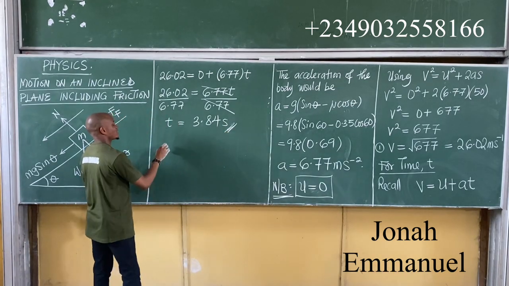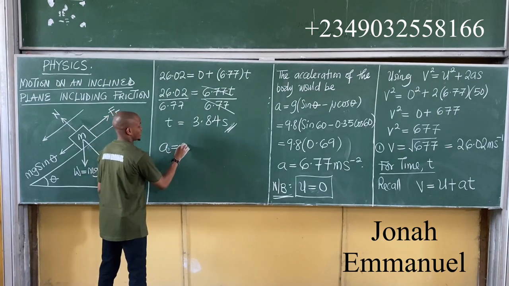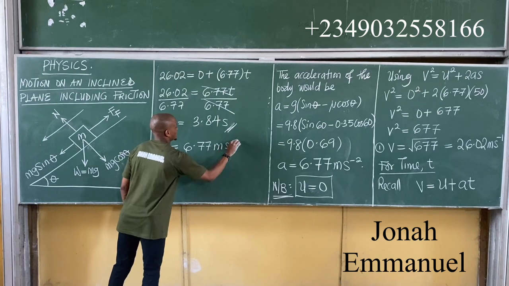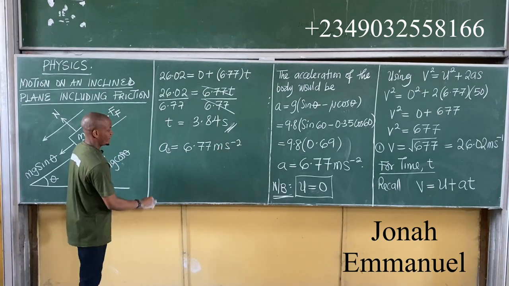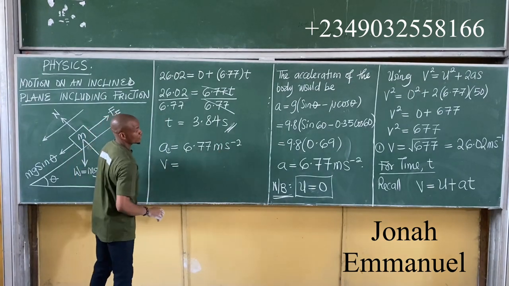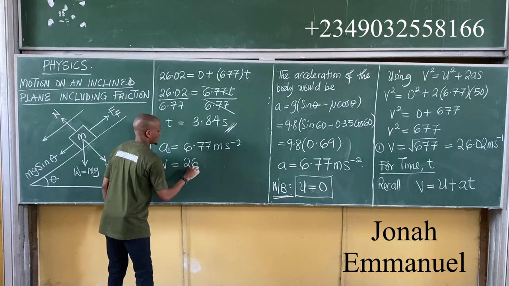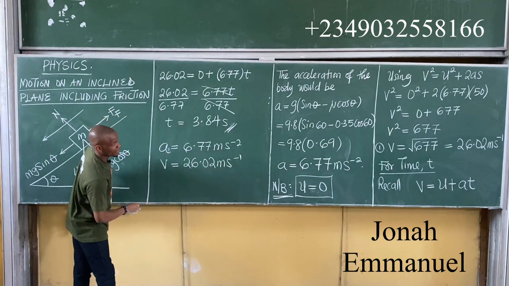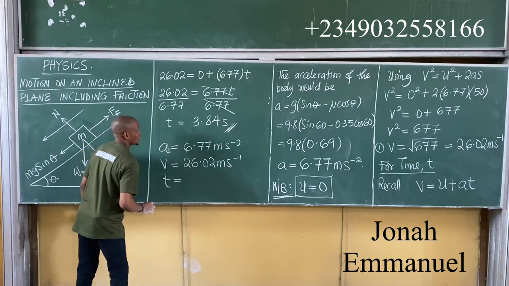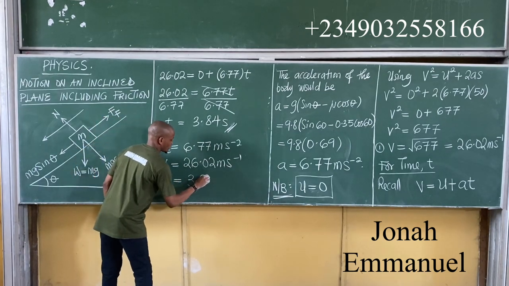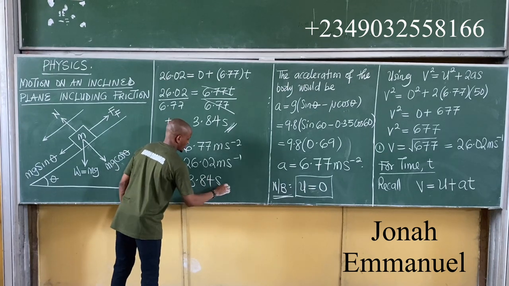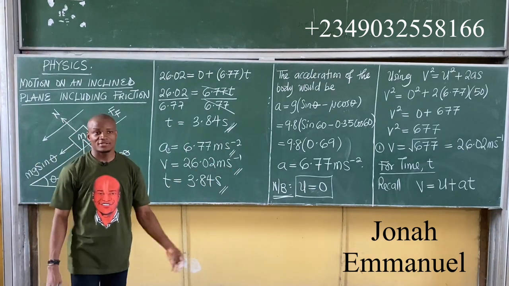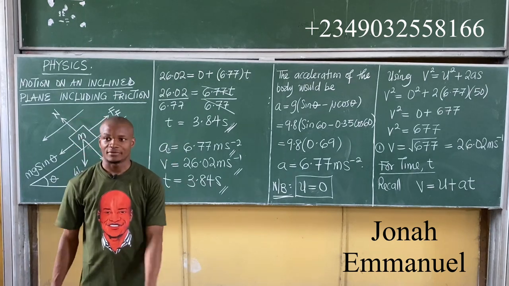So therefore, after solving, acceleration is 6.77 meters per second squared. Velocity is equal to 26.02 meters per second. And finally, time is equal to 3.84 seconds. So I have these as the answer. So this is how you solve this question. That's all.